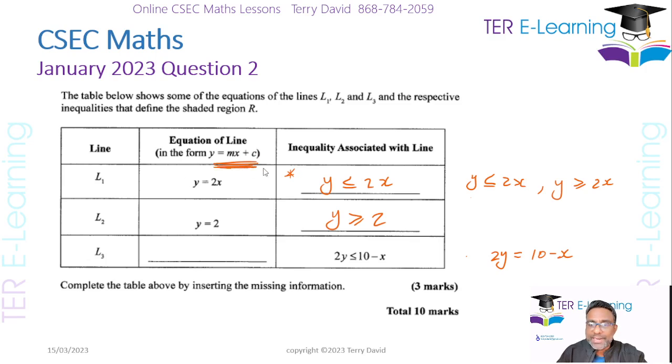However, they want us to write it in the form y is equal to mx plus c. So therefore, all we need to do here is to divide by 2. So therefore, y is equal to 5 minus a half x, right? Or you can write that as y is equal to minus a half x plus 5. The only reason I'm writing it like that is because of this. They said write it in that format first, right? So y is equal to minus a half x plus 5.